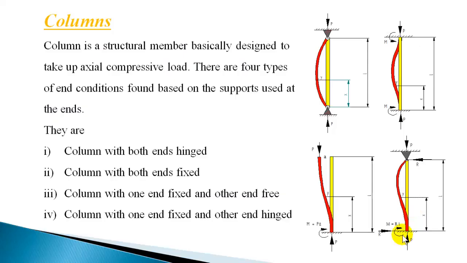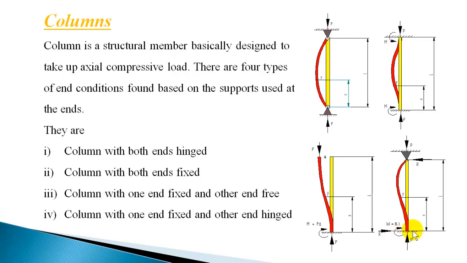A column is a structural member basically designed to take up axial compressive load. So usually a column takes up axial compressive load. It may be subjected to lateral loads, or loads acting sideways, but usually the major part of the load will be in the form of compressive load. And that is the main purpose of a column, which has to support huge compressive load.